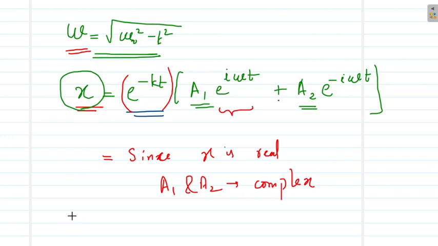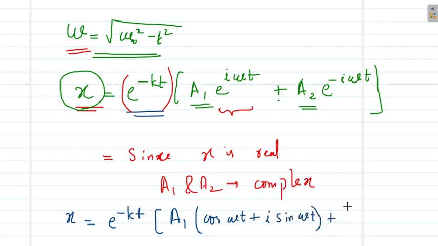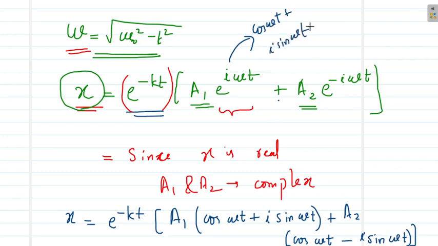Now let us simply rewrite the expression for x as x is equal to e raised to minus kt into A1, instead of e raised to i omega t, we can write cos omega t plus i sin omega t, plus A2 into cos omega t minus i sin omega t, because we know e raised to i omega t is cos omega t plus i sin omega t, and e raised to minus i omega t is cos omega t minus i sin omega t.